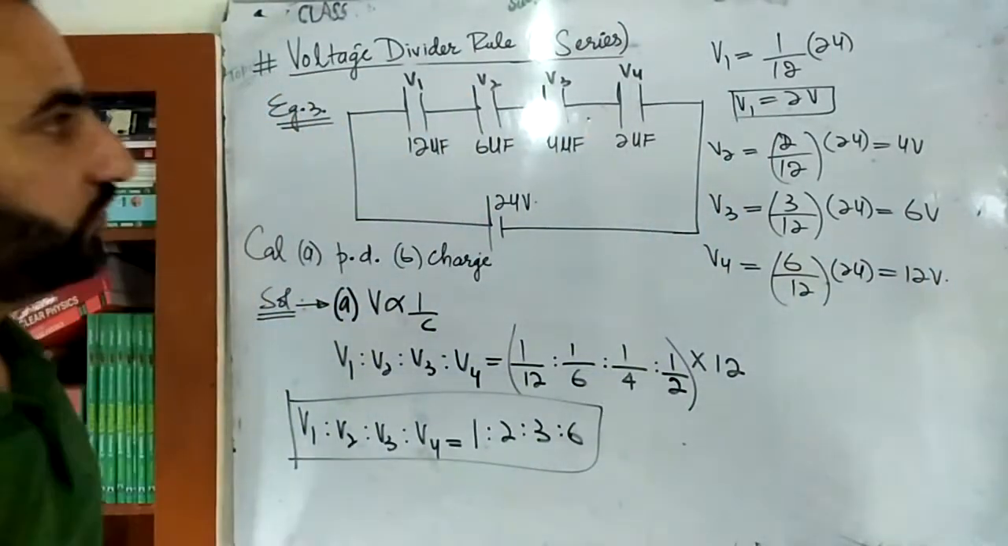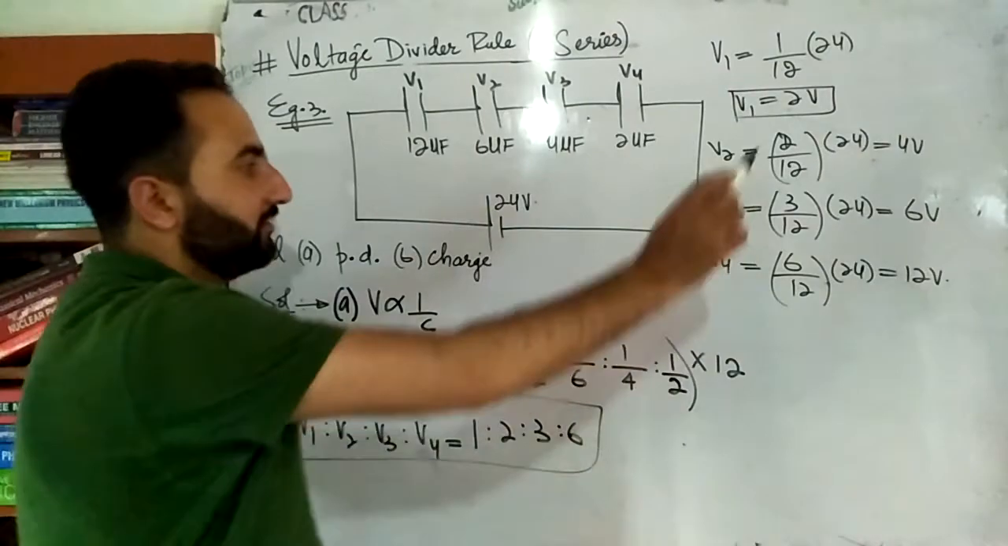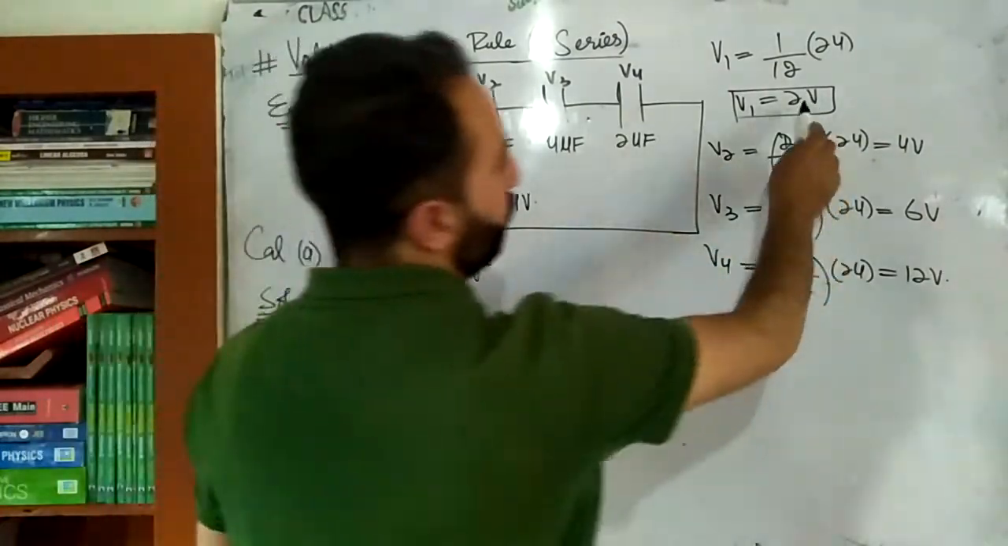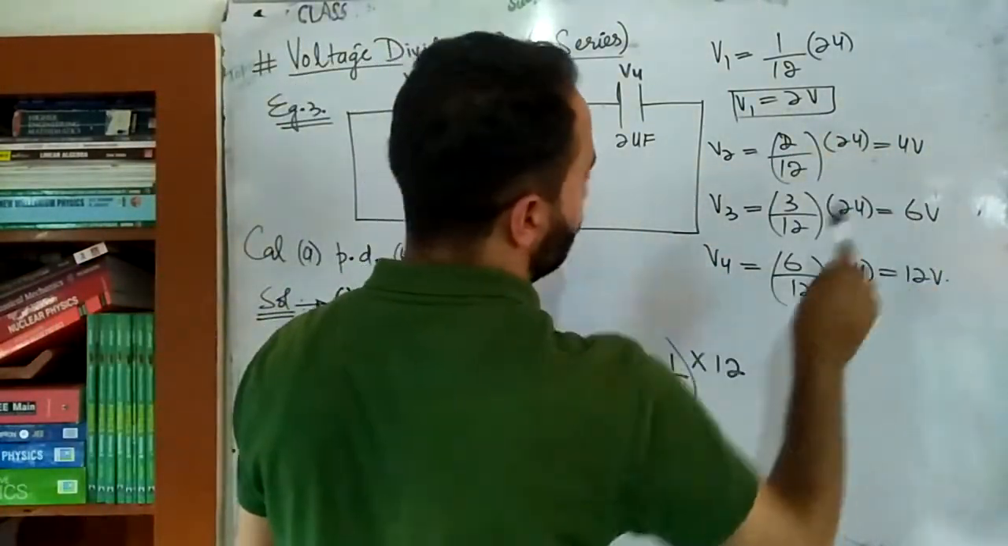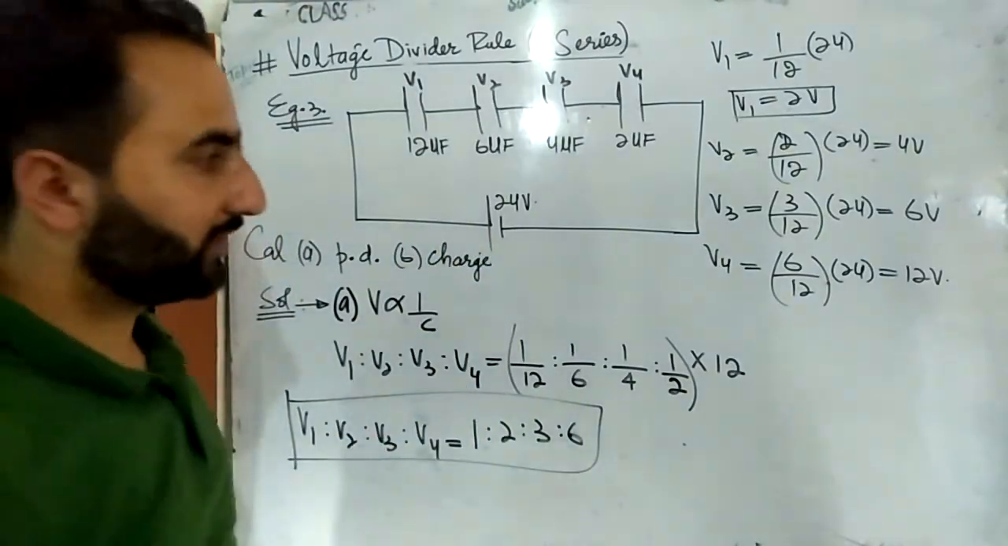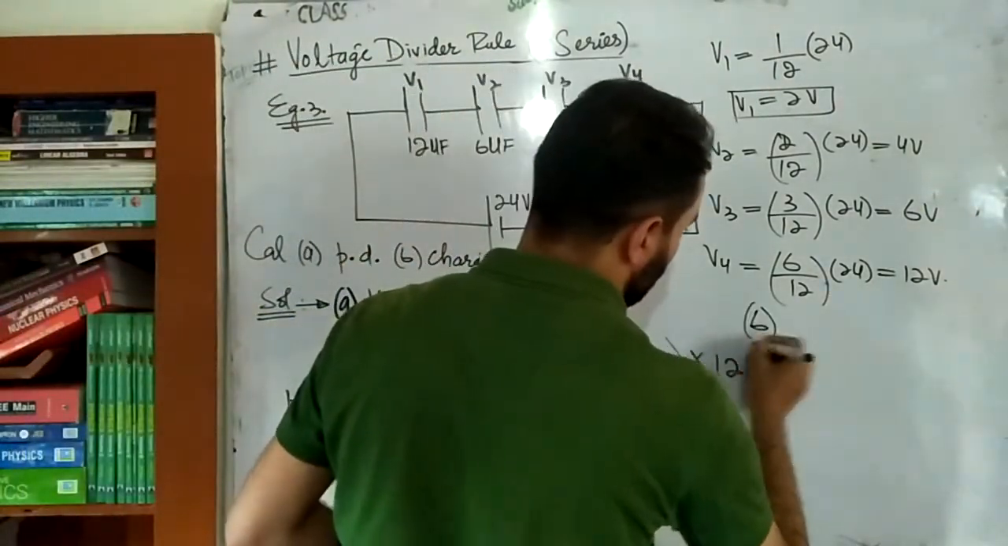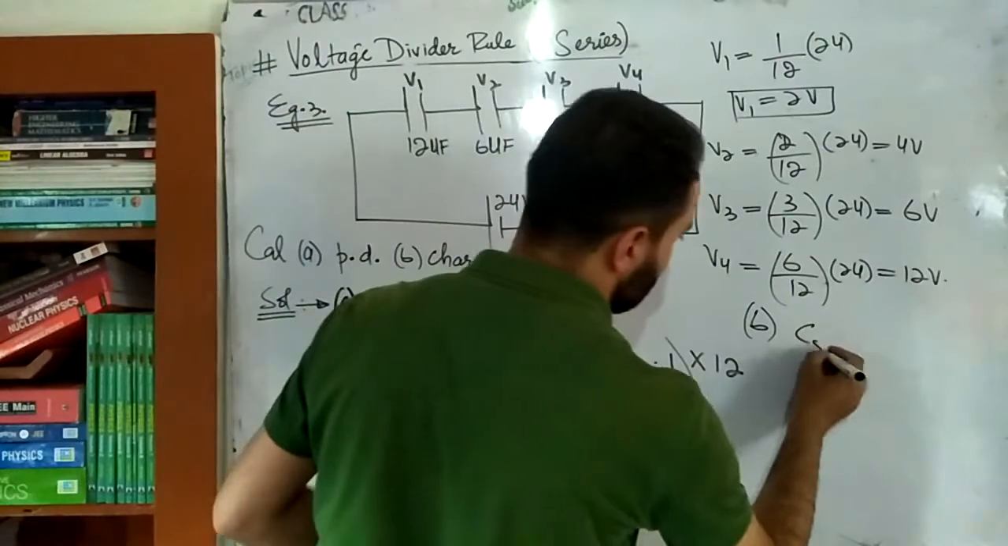So we have calculated V1, V2, V3, V4. To cross check, do like this: take summation, that must be equal to 24. So 2 plus 4 is 6, 6 plus 6 is 12, 12 plus 12 is 24, so that's fine. ठीक है ना बेटा? Then B part is that you want to calculate charge, so first of all calculate CS.